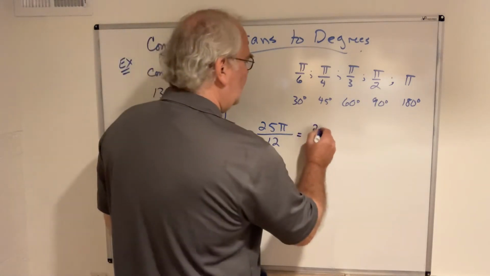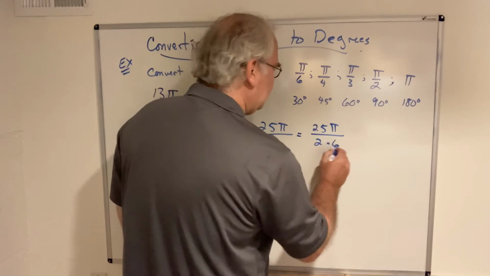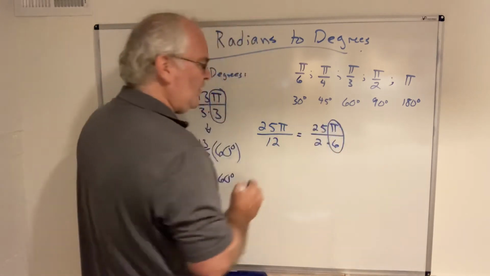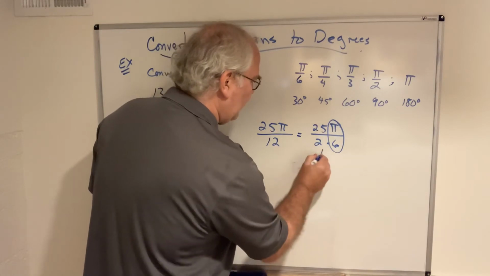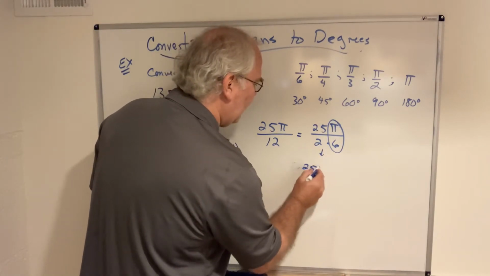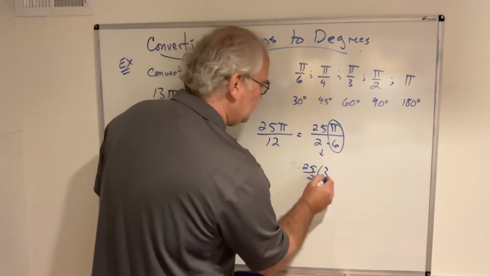So you could say, if you want to, this is 25 pi over 2 times 6. That much is 30. So this corresponds to 25 over 2 times, what is pi over 6? Pi over 6 is 30 degrees.